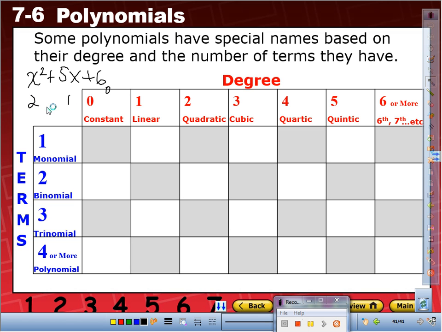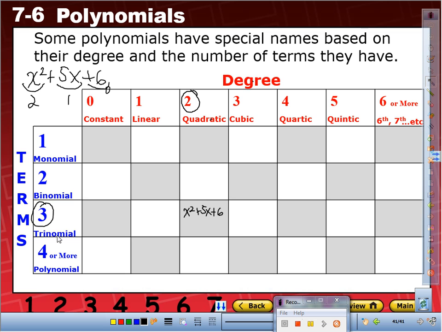What's the highest degree? 2. So then you circle here the 2 because that's the highest degree. Are we there? Yes. How many terms does this have? 3. So you look for the number of terms, which is this one. So this one could be written here: x squared plus 5x plus 6. And the name of this one is called a quadratic trinomial. Everybody see how that works?